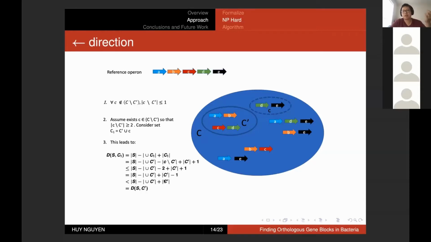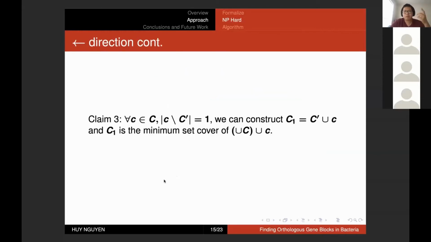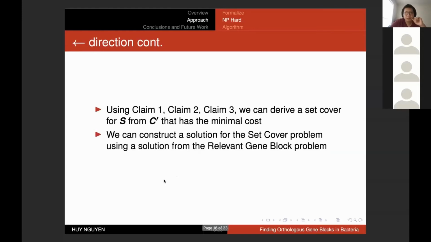So therefore this contradicts the assumption again. And then claim number 3 is, for every element that can give one more gene to C prime, we can always construct C1 as C prime union with C, so it is still the minimum set cover. So therefore, using those 3 claims, we can derive a set cover from C prime that has the minimum cost and in polynomial time. Then therefore, we can construct a solution to the set cover problem using a solution from the relevant gene block problem.